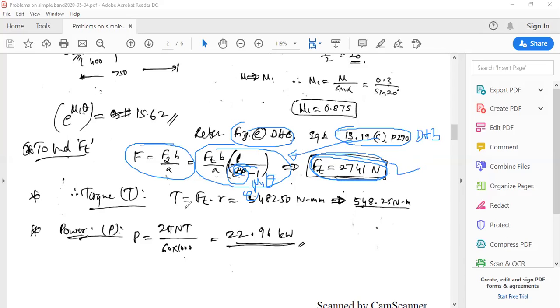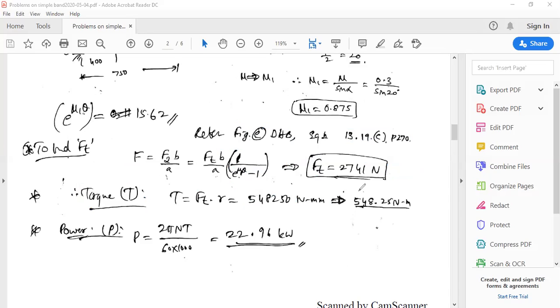Once you get this value, the next step is the calculation of torque. You have to go in the reverse order here: get the value of Ft with the known value of F, and then get the value of torque with the calculated value of Ft. R is known. So the equation gives the value of 548.250 into 10 raised to 3 Newton mm. To convert this into Newton meter, divide by 1000, so that you get the answer in Newton meter.